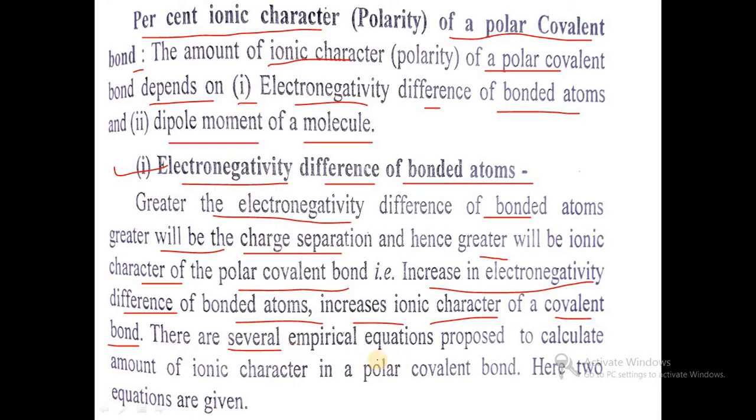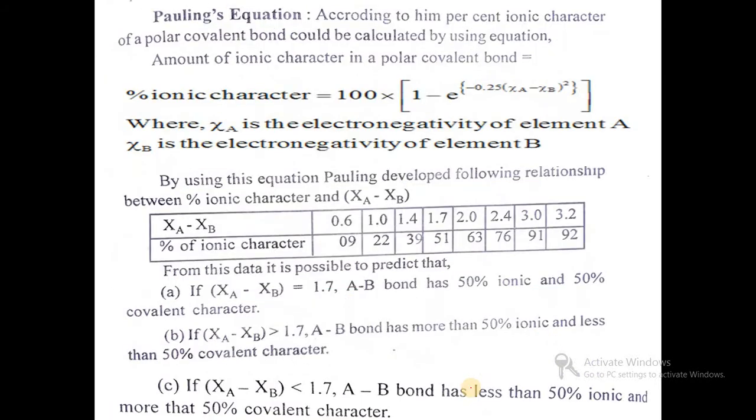There are several empirical equations proposed to calculate the amount of ionic character in a polar covalent bond. Different equations have been discovered by various scientists to determine percentage ionic character in a bond. Then we will see those equations. The first one is the Pauling equation.